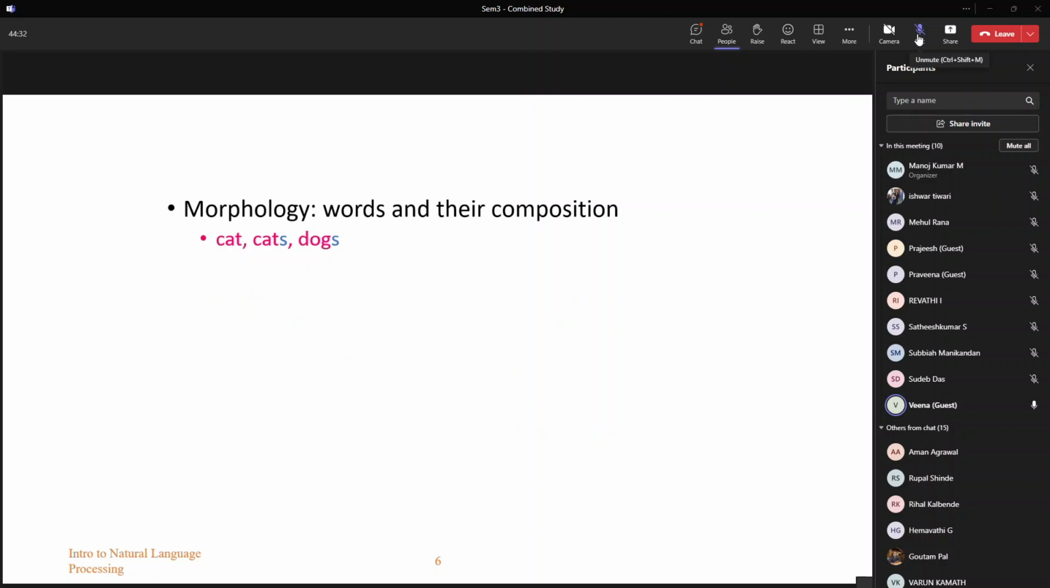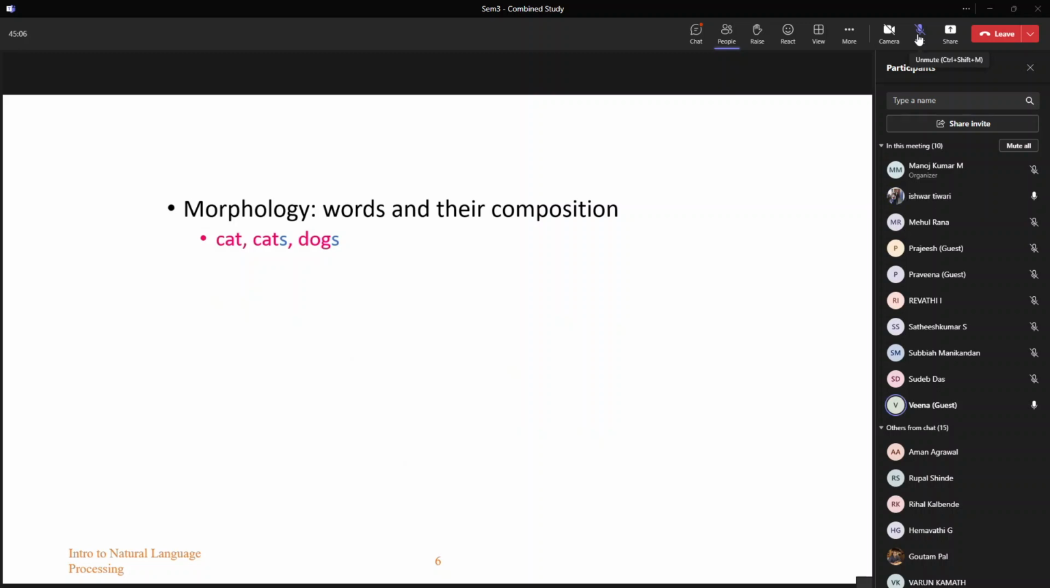So it need not be a noun, it can be anything. Is there any definition for the base unit? How do we define the base unit? In the dictionary, the meaningful word, whatever meaningful word you are seeing. In this case, the cat is the base unit. Cats, dogs, the S added, that is the morphology.